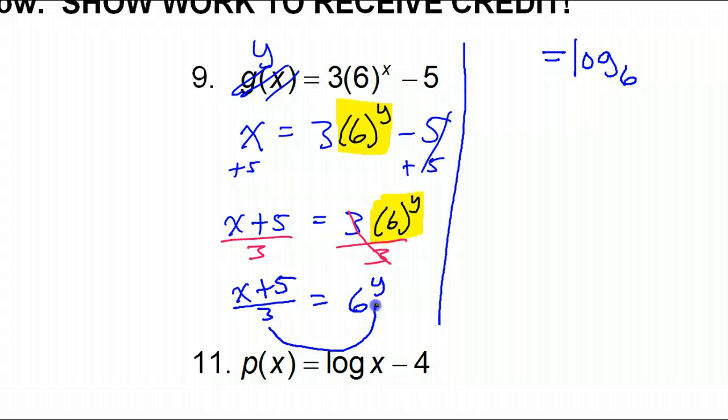Now, the rest of it will switch sides of the equation. So the y is going to come over to the left, and the fraction will come over to the right. So that's why I will have y equals log base 6 of (x plus 5) over 3. And that's the answer, but let's put the g to the negative 1 power, the g inverse notation, back in there. So we'll have g inverse, and that is truly your final answer.